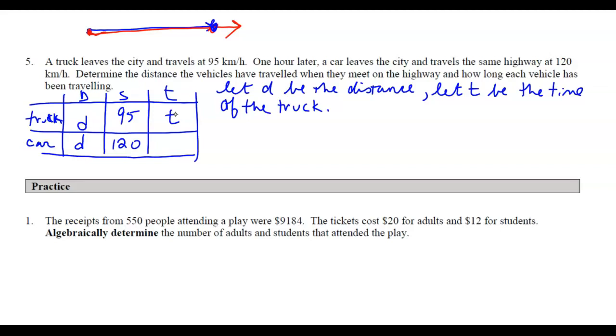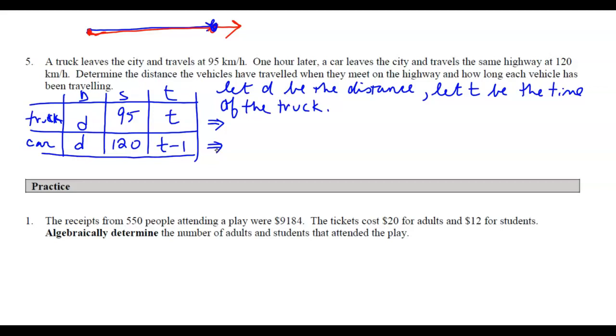So the truck goes, okay, the car has not moved. So the amount of time that the car is traveling is 1 hour less than the truck. They're going faster to catch up, right? So this would be T minus 1. Then you would form your equations from each of those. D equals 95t, D equals 120 times (t minus 1).